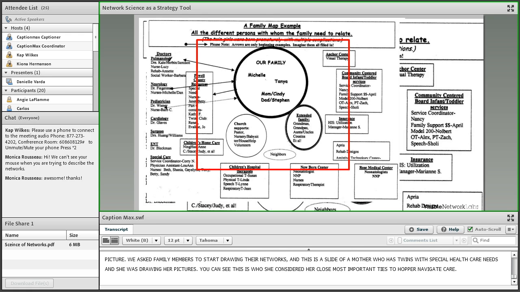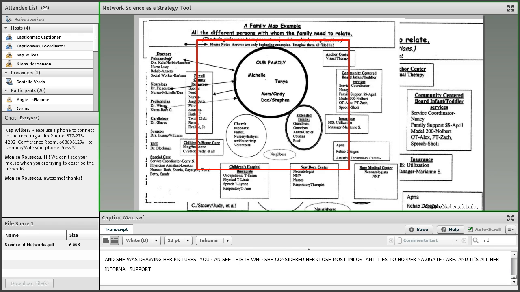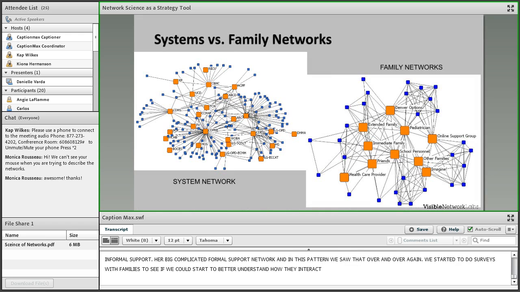And so in that moment, we asked family members to start drawing their networks. This is a slide of a mother who has twins with special health care needs, and she was drawing her pictures, and you can see in the red square, these are who she considered her close, most important ties to help her navigate care, and it's all her informal support. Her big, complicated formal support network is on the periphery, and this pattern we saw over and over again.